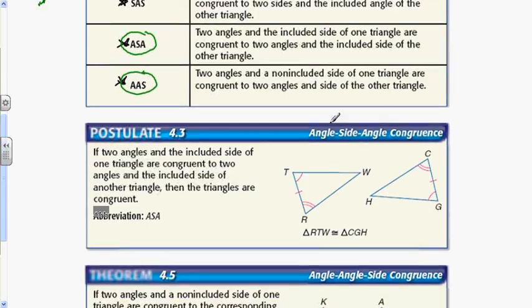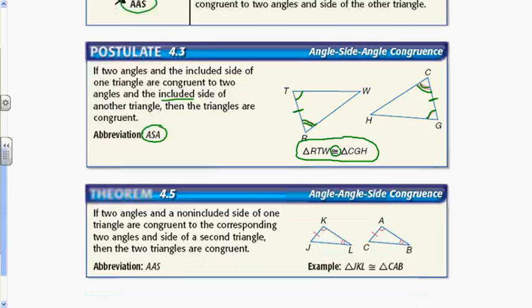Angle side angle is written that way on purpose, and it tells you that you're given two angles shown to be equal. So here angle T and angle G are said to be equal or congruent, and angle R is congruent to angle C. Then you have what's called the included side, the side that is between those equal angles. If you can show that situation, then you can prove through angle side angle that the triangles are congruent.